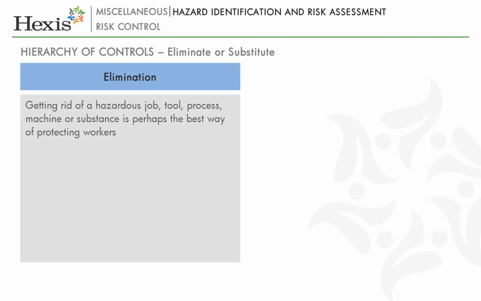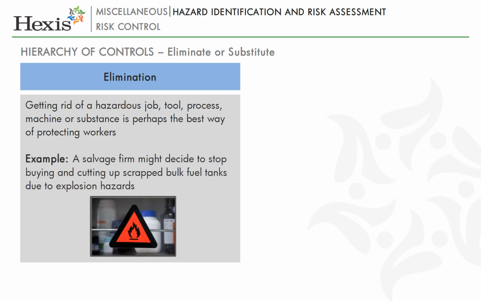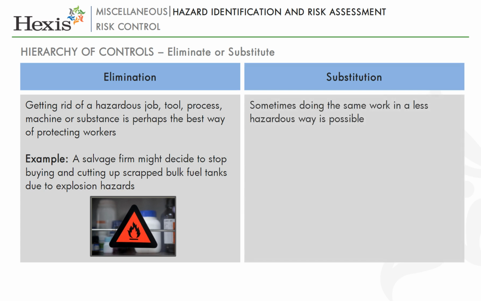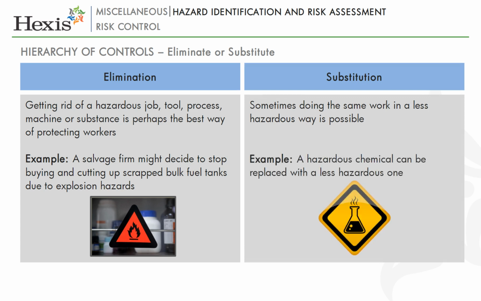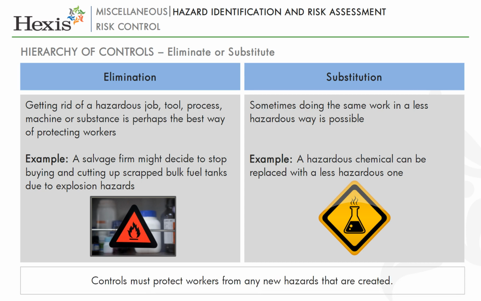Elimination. Getting rid of a hazardous job, tool, process, machine, or substance is perhaps the best way of protecting workers. For example, a salvage firm might decide to stop buying and cutting up scrapped bulk fuel tanks due to explosion hazards. Substitution. Sometimes doing the same work in a less hazardous way is possible. For example, a hazardous chemical can be replaced with a less hazardous one. Controls must protect workers from any new hazards that are created.